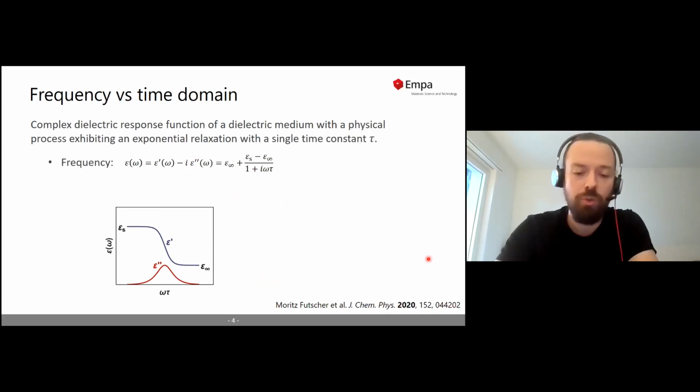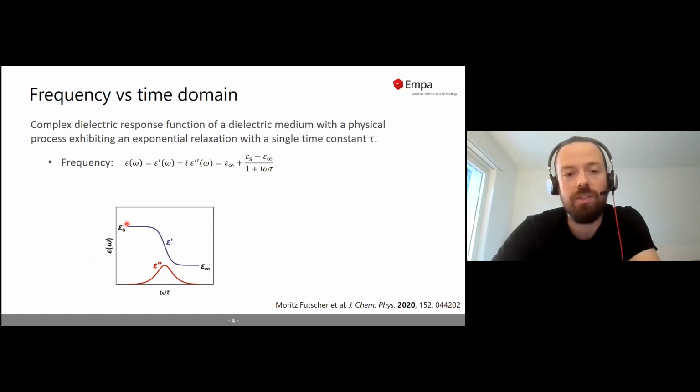And what would we expect now if we measure some kind of material which has a certain process with a certain time constant, a Debye process? This can then be expressed as this frequency term here with a real and an imaginary part. And this would have the shape that can be seen below. So in the imaginary part, one would have a peak, and in the real part, one would have a step function.